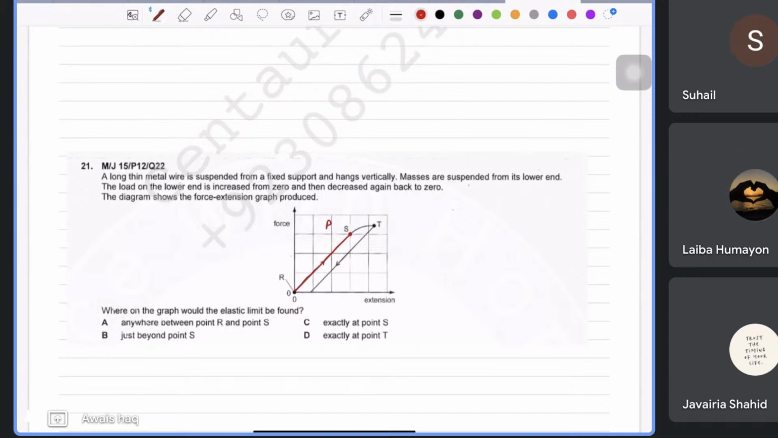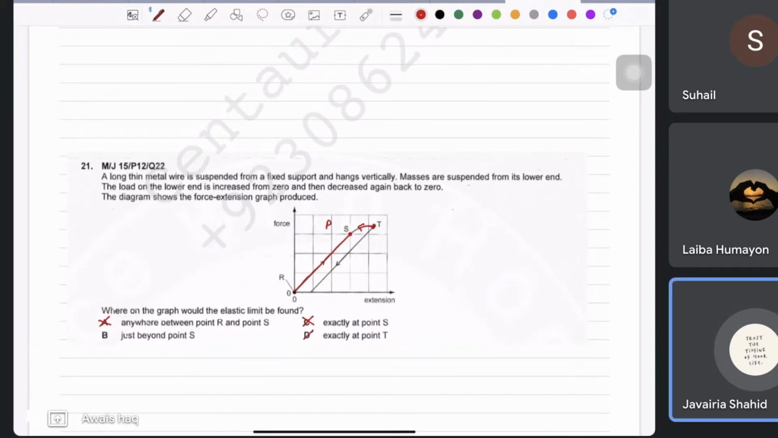So A cannot be correct. Now why C cannot be correct? Because elastic limit can never be the same as limit of proportionality. That's what I said just now. So that's wrong. Why is it not point T? Because if this would have been point T, then it should come back to the same line because it has not crossed that point. You get my point?